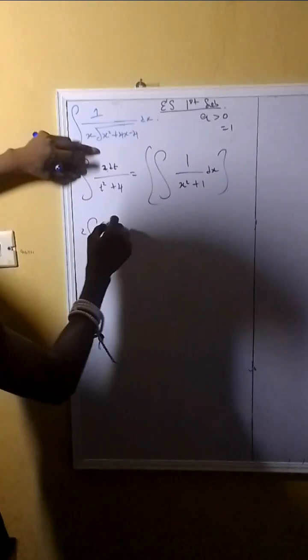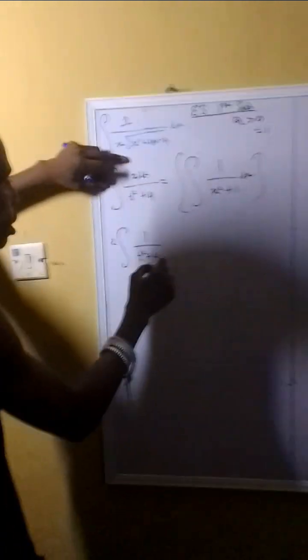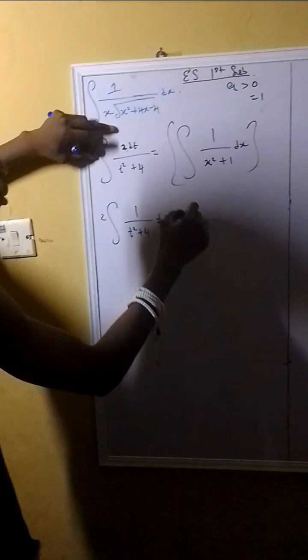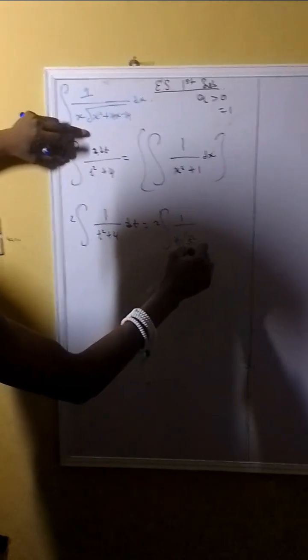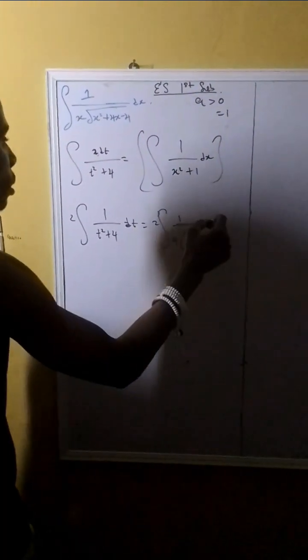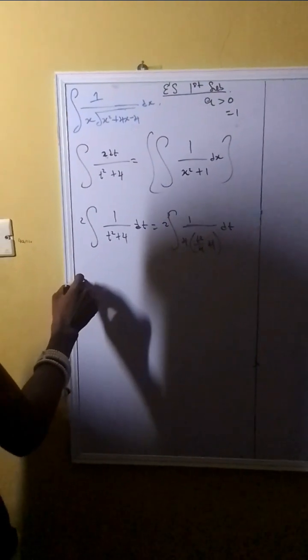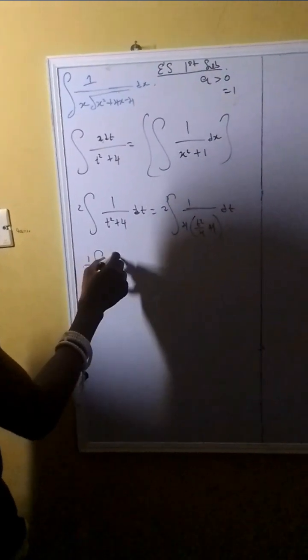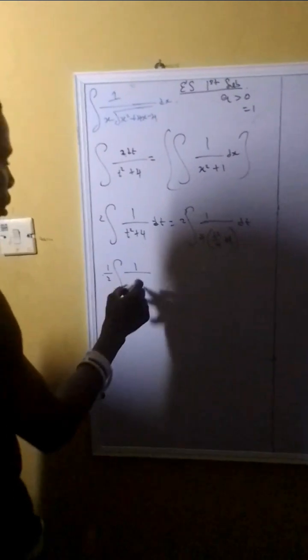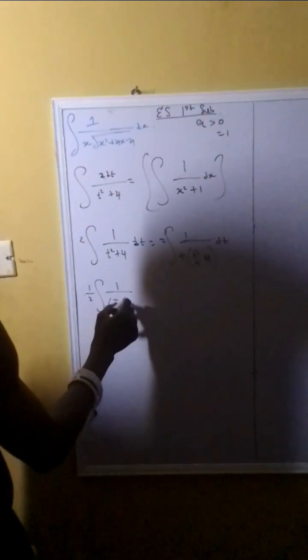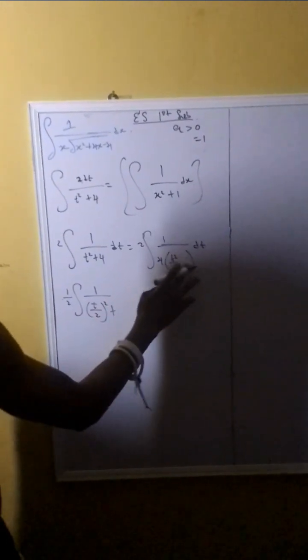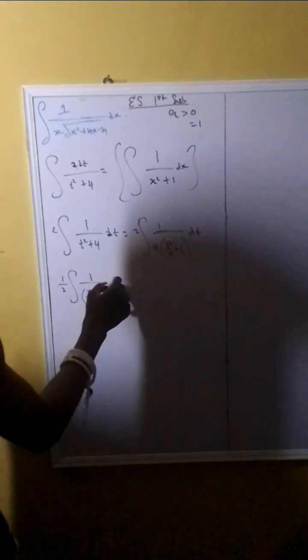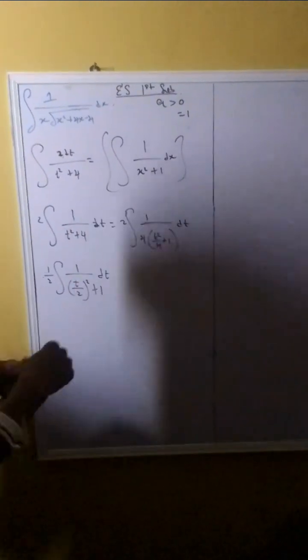This will be 2 integrating 1 over t squared plus 4 dt, and this will be equal to 2 integrating 1 over 4 times the bracket t squared over 4 plus 1, right? Automatically this will give us t squared plus 4 back, then dt. Now this will be your 2, this 4 will come out also, that will be 2 over 4, and that will give us automatically 1 over 2. Integrating 1 over, t squared can be broken down as t over 2 raised to power 2 plus, this is not 4, this is plus 1, so plus 1 dt. Are you with me? Now it's already making sense.